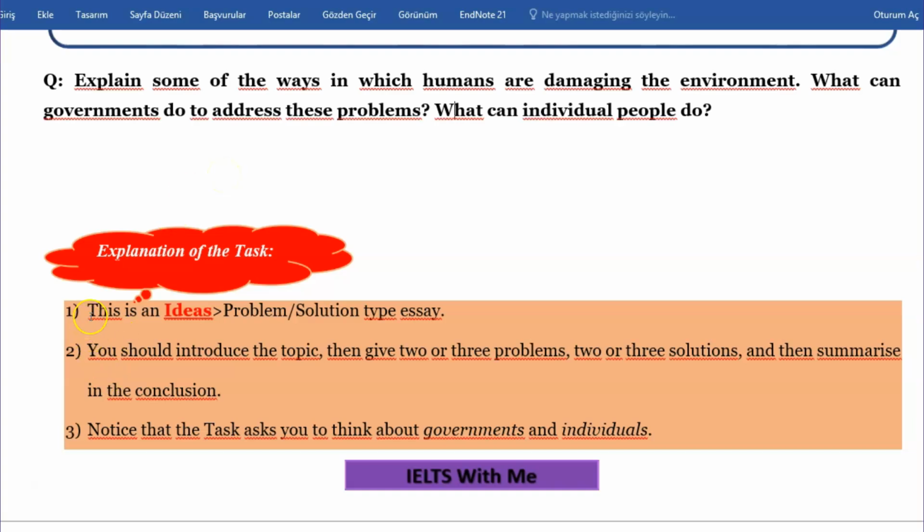Okay, about the explanation of the task. Is it an opinion type task or is it an ideas type task? This is an ideas or problem and solution type task. What should you do? You should introduce the topic. Then give 2 or 3 problems or 2 or 3 solutions and then summarize it in the conclusion. Okay. And at the end, pay attention that the task asks you, as I explained above, to think about governments and individuals.